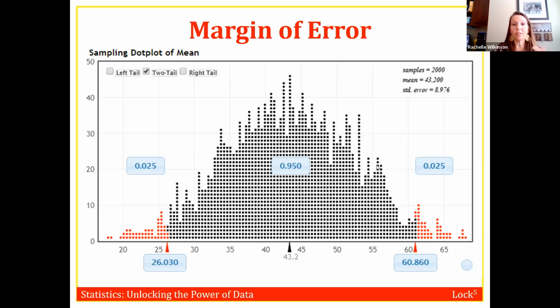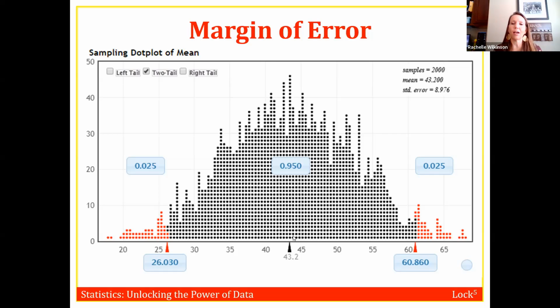And this graph shows me, hey, if I get any of these sample means, one of these black dots, and I add and subtract 2 times the standard error, so my standard error is about 9 in this case, 2 times the standard error would give me about 18. So whatever sample mean I get, if I add and subtract 18, 95% of the time, my interval is going to have 43.2 inside of it. All right, so 95% of the intervals created with this method will contain the true value of the parameter.